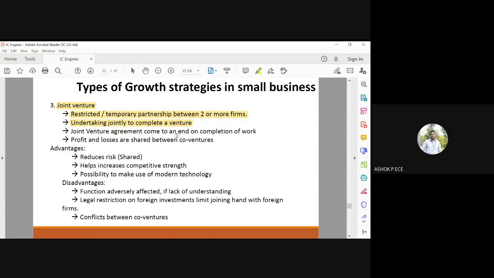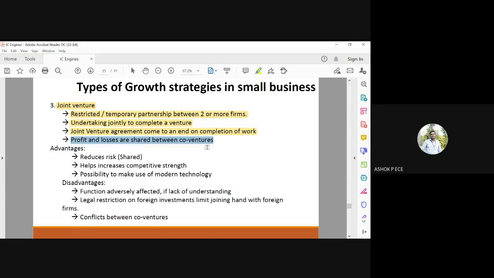So they form a legal agreement saying for 5 to 10 years we will form a partnership or JV and we will complete a task. After that we will separate from each other. The JV agreement comes to an end after the completion of work. So after the work is completed, the companies become independent entities. They don't have any relationship between them.